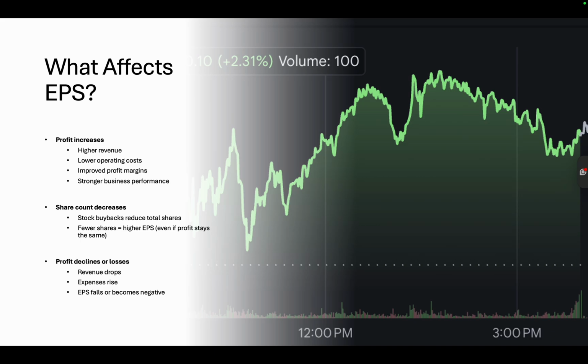On the other hand, if profits decline or the company reports a loss, EPS will fall, and that can negatively impact the stock price. That's why smart investors don't just look at the EPS number itself. They also check how net income is trending and whether the share count is changing. Understanding what's driving EPS is just as important as the number itself.